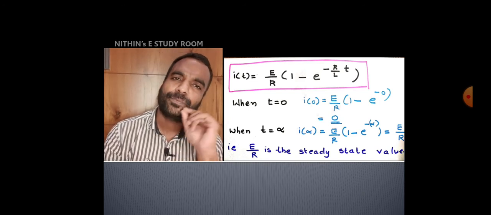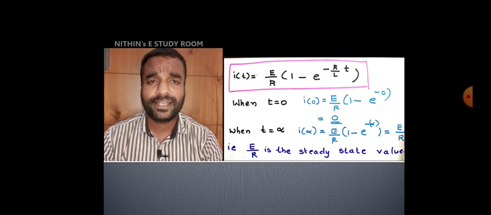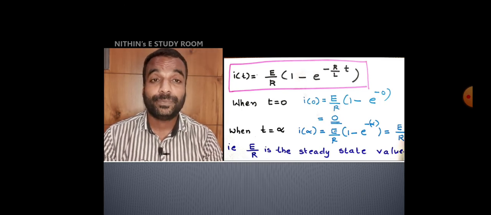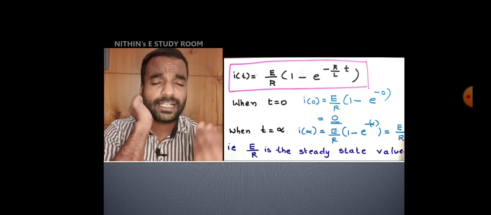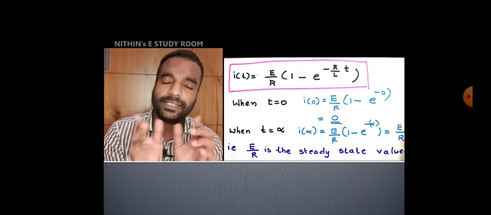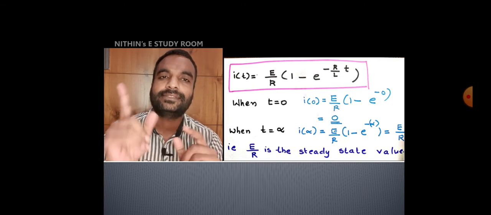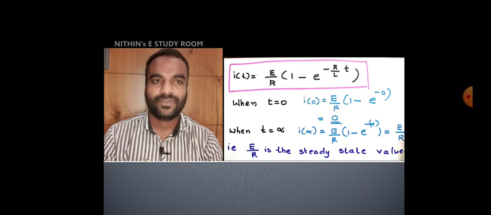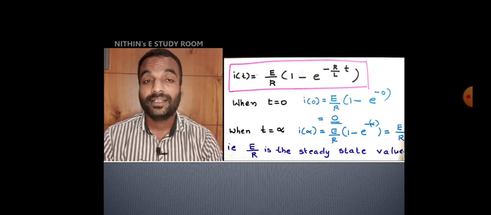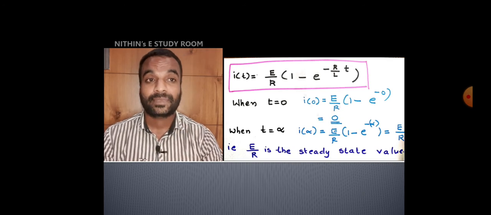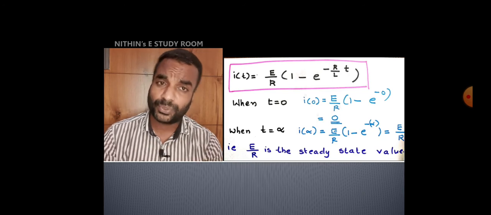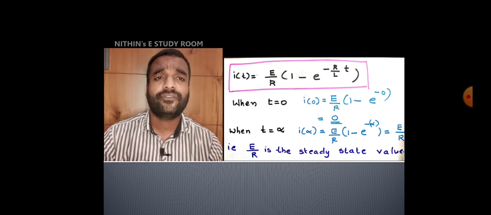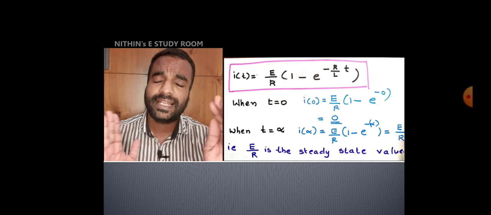Substituting t is equal to L by R means you are assuming t is equal to 1 time constant. For each circuit, the value of L by R may be different. For example, if in your circuit L is equal to 10 and R is equal to 1, what is the time constant L by R? Its time constant will be 10 seconds. If L is equal to 20 and R is equal to 1, the time constant for that circuit is 20 seconds. Like that, the time constant may vary in all circuits based on the L and R values.